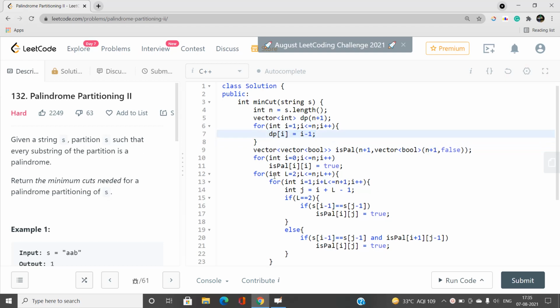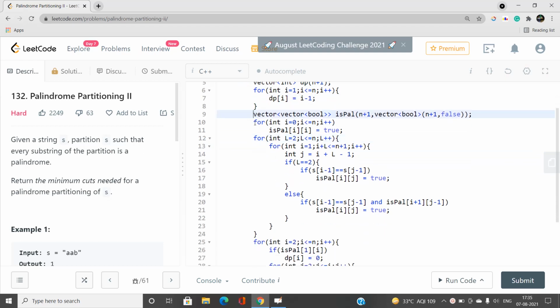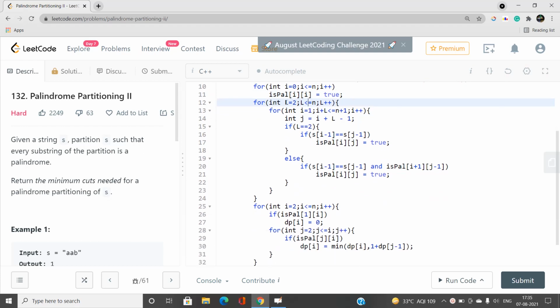Now here is some pre-calculation that I am going to do. isPal is going to store whether a substring starting from i up to j is a palindrome or not. A substring of length 1 is always a palindrome, so you can see I have filled isPal of i, i as true. Now I'm starting from L equal to 2, going up to L less than or equal to n, like the entire substring. What I will do is iterate over every i and pick a substring of length exactly matching the current length L, from i to j.